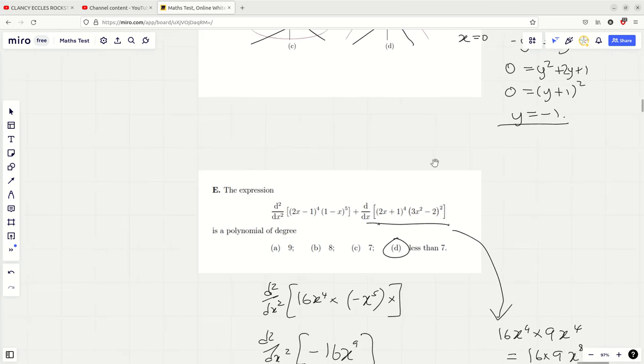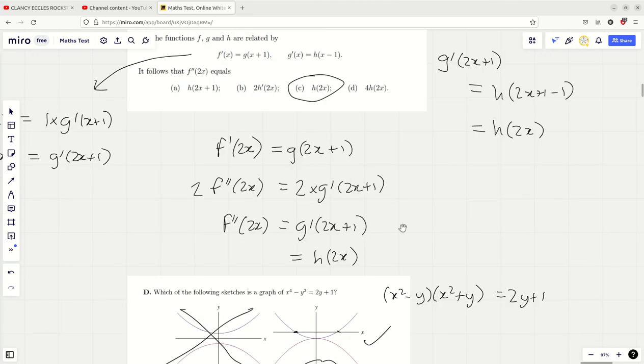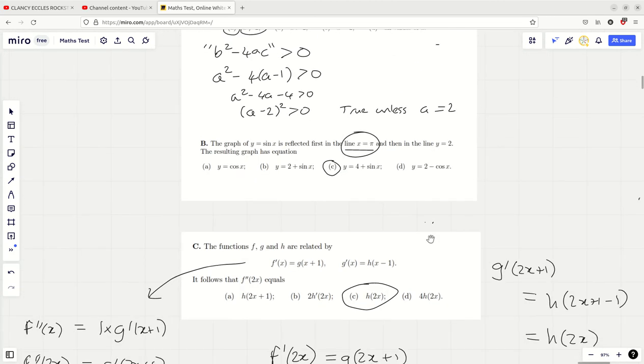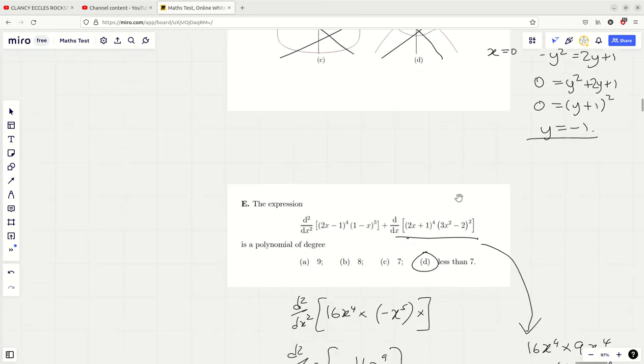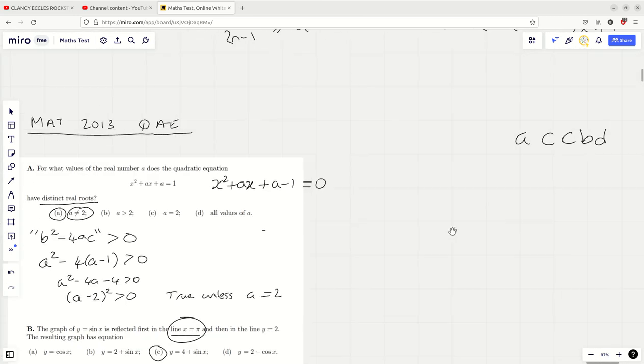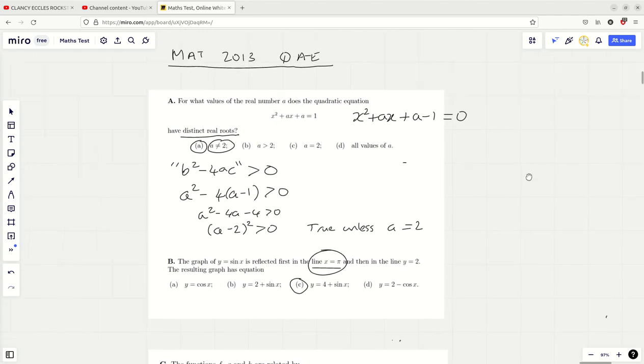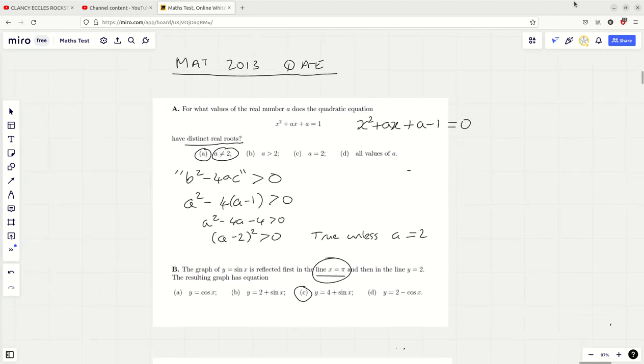So I think those are the answers to the first 5. What have we got? Starting from the top, A, C, C, B, D. I've got the answer key written down here. What was it? A, C, C, B, D. We've got it all right. Well done us. And that's the first 5 questions of the MAT 2013.